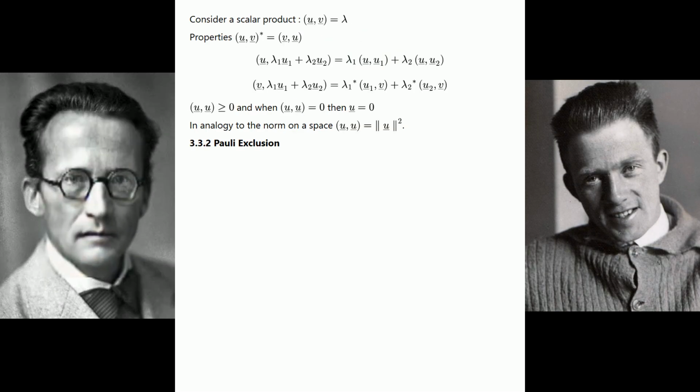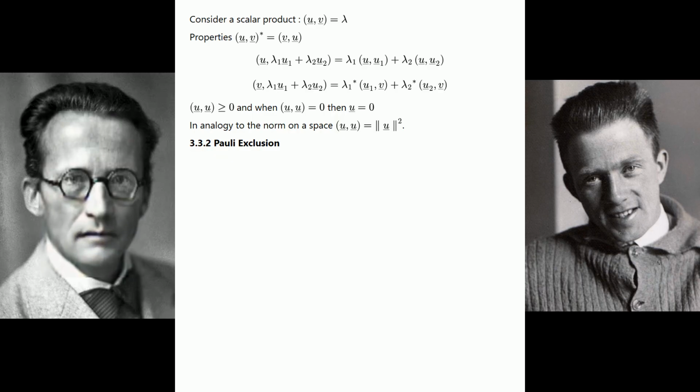Consider a scalar product, (u, v) equals lambda. Properties: (u, v)* equals (v, u). See the equations. (u, u) is greater than or equal to 0, and when (u, u) equals 0, then u equals 0. In analogy to the norm on a space, (u, u) equals the metric of u squared.